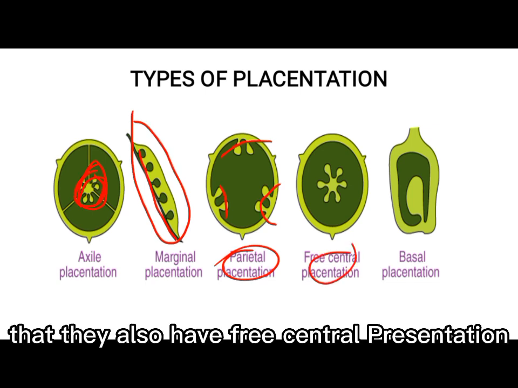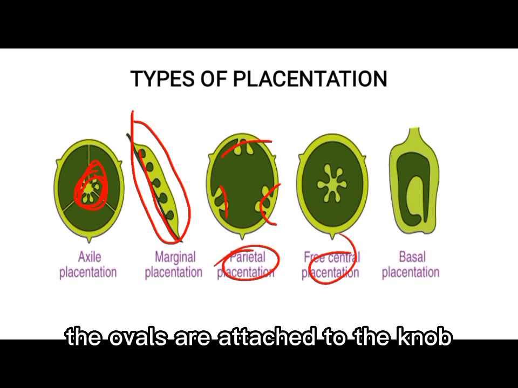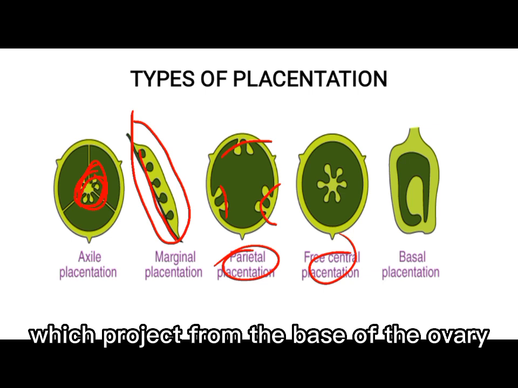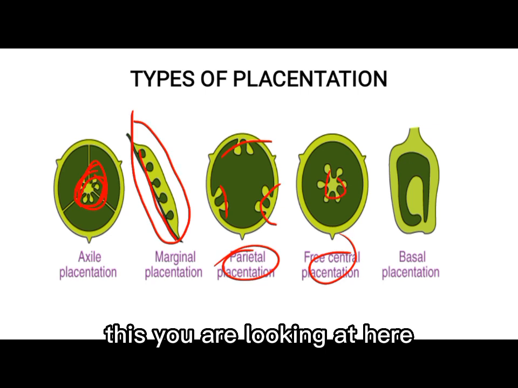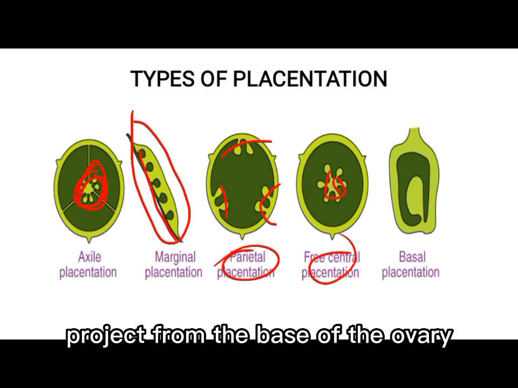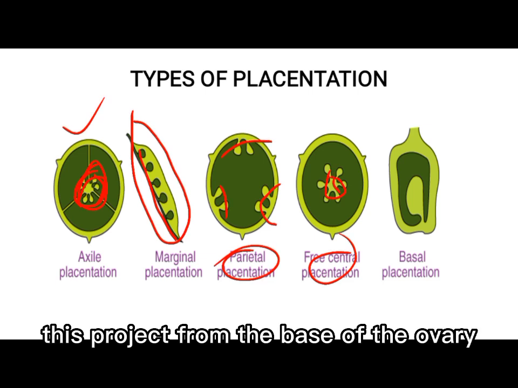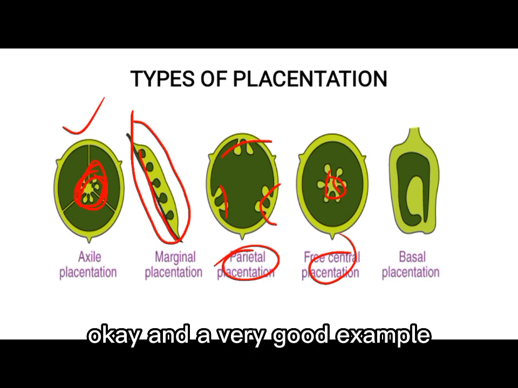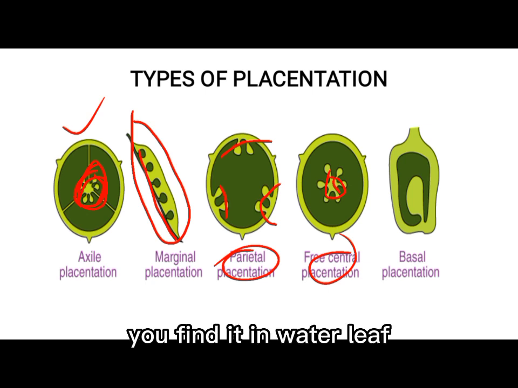Then you also have free central placentation. In free central placentation, the ovules are attached to the knob, which projects from the base of the ovary. What you are looking at here projects from the base of the ovary. It is different from what you have in axillary. A very good example, you find it in primrose, you find it in water leaf.